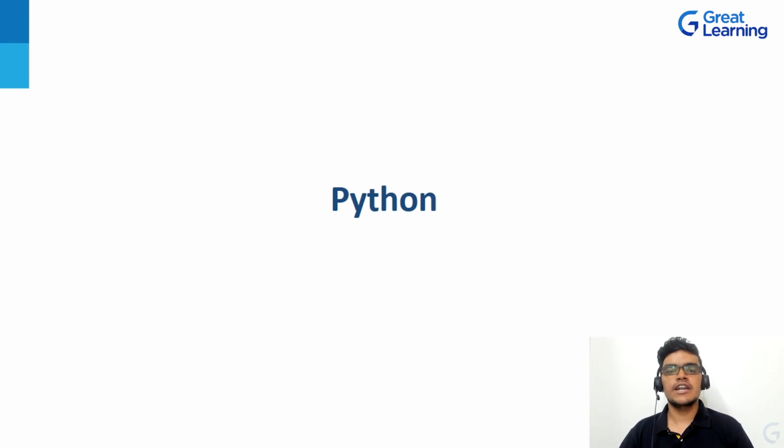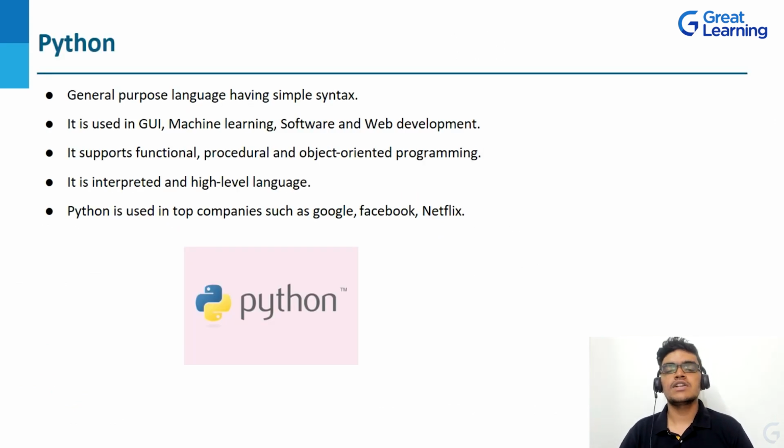So now let's understand about the Python language. Python is a general purpose language which has a simple syntax. As I already told you, it has a very simple syntax and is friendly to the user. Also, when I'm talking about a general purpose language, that means you can create a variety of programs in Python. Also, Python is used in GUI applications. Python provides several libraries such as PyQt5 and Python Tkinter from which you can make good GUI applications. Along with that, it is also used in software as well as web development too.